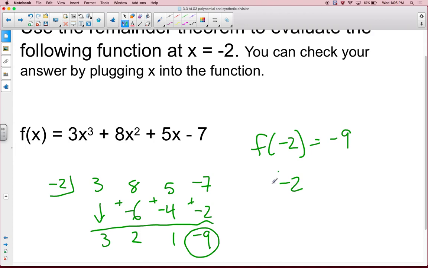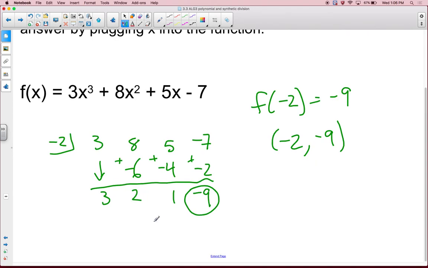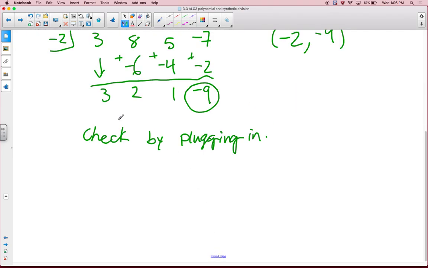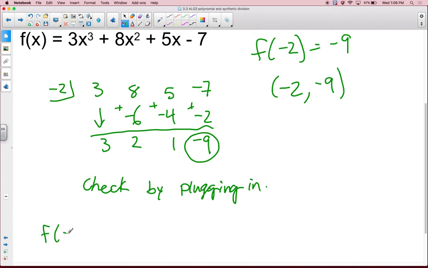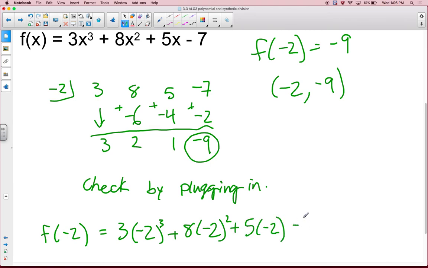Which is telling us a point on this cubic. Okay, this is a point on your cubic. To check this, you can check by plugging in, and you'll get the same answer here. Okay, so if we plug in f of -2, my x to be -2, we should get the same thing, -9, to make sure we got it correct. 3 times -2 cubed, 8 times -2 squared, 5 times -2 minus 7.